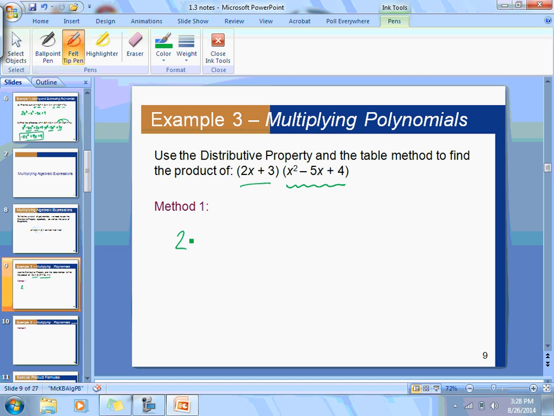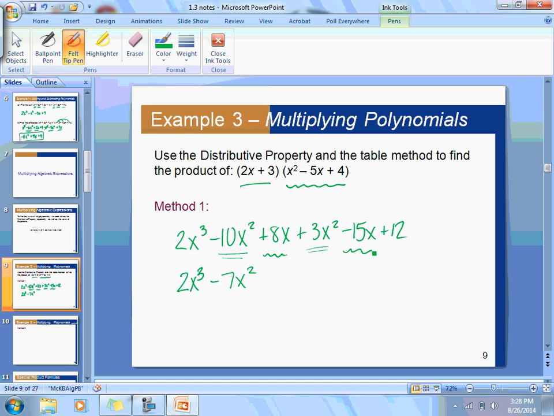So if you did that, you would get 2x to the 3rd minus 10x squared plus 8x. Then you would get 3x squared minus 15x plus 12. So you just write it out in a big horizontal line. Then you go through and combine your like terms just like we did in the previous example. I only have the one x to the 3rd term, so I have 2x to the 3rd. For my x squareds, I have a negative 10x squared and a 3x squared, so that's going to be minus 7x squared. I have an 8x and a negative 15x, so that's going to be minus 7x. And then I have a little plus 12 at the end.